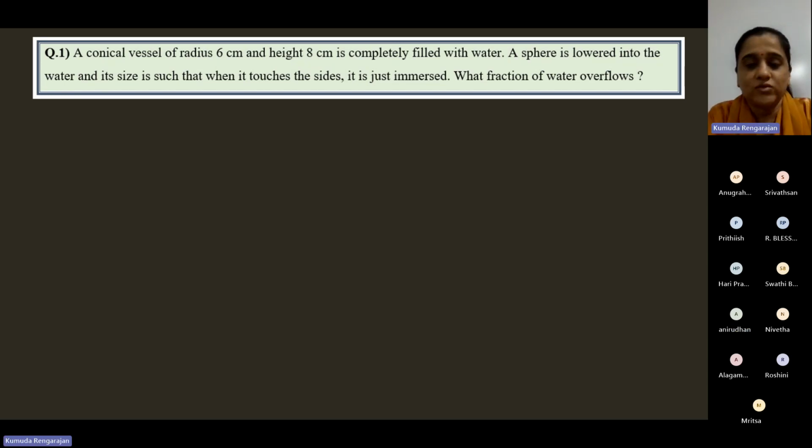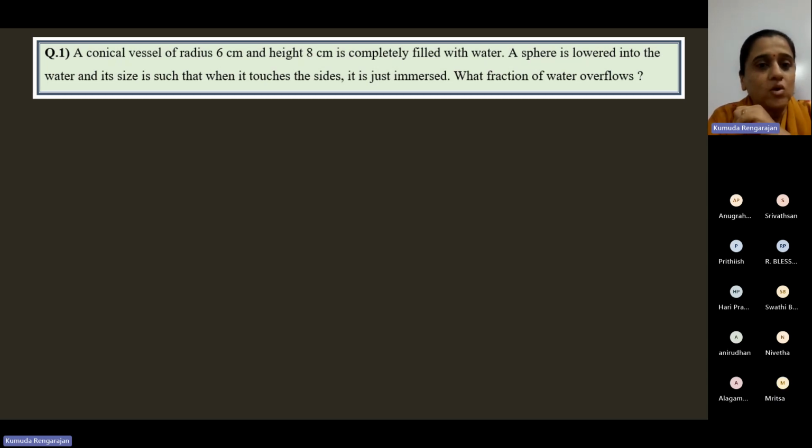So this is the first question for today's class. A conical vessel of radius 6 centimeters and height 8 centimeters is completely filled with water. A sphere is lowered into the water and its size is such that when it touches the sides, it is just immersed. What fraction of the water overflows?